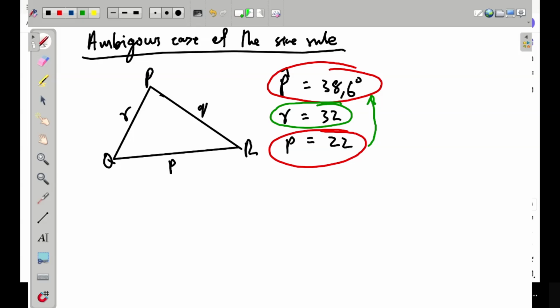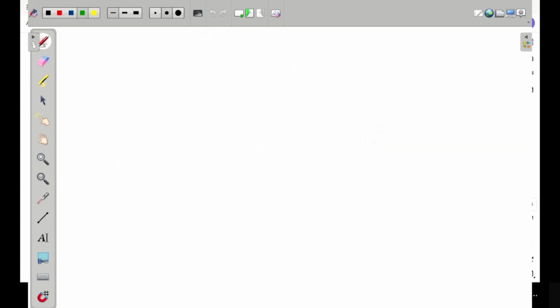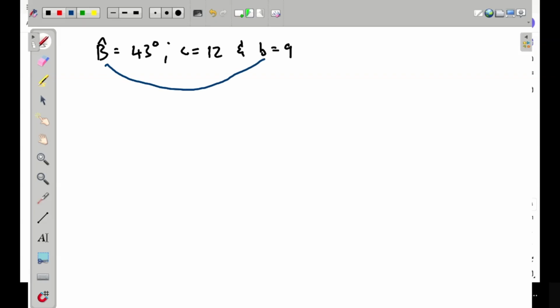Cool. In fact, maybe let's just take an example to illustrate this. So I'm given angle B is equal to 43 degrees. The side C is 12 and the side B is 9. So remember, the side B is the side which is opposite to angle B, which then means I have the ambiguous case because this side B is smaller than C.